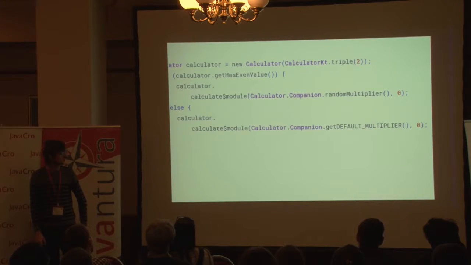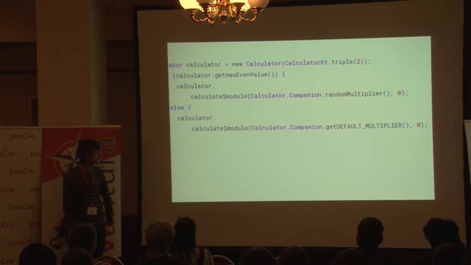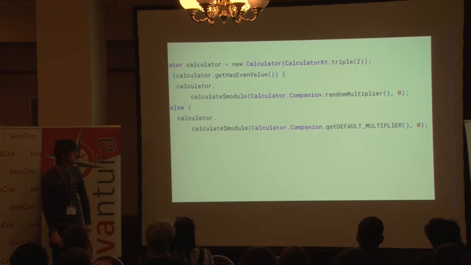So the Kotlin code has this calculator class, and there's nothing weird there. But when calling it from Java, first we have this weird CalculatorKt. Then in the second line we have this weird getHasEvenValue. Then we have this dollar module. Another weird thing is this dot Companion. And lastly, we have this getDefaultMultiplier.